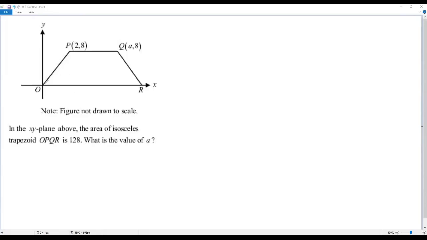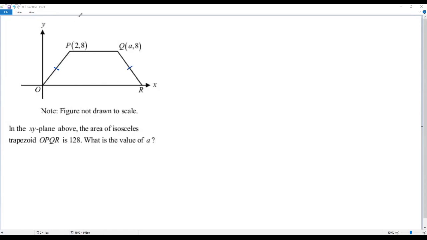Okay, here we have an isosceles trapezoid. In this isosceles trapezoid, we have two pairs of opposite sides, and we have one pair of parallel sides. So this side and this side are parallel. So the remaining pair, that is this side and this side, must be equal in length because it is an isosceles trapezoid. So the length of OP and the length of QR must be equal.